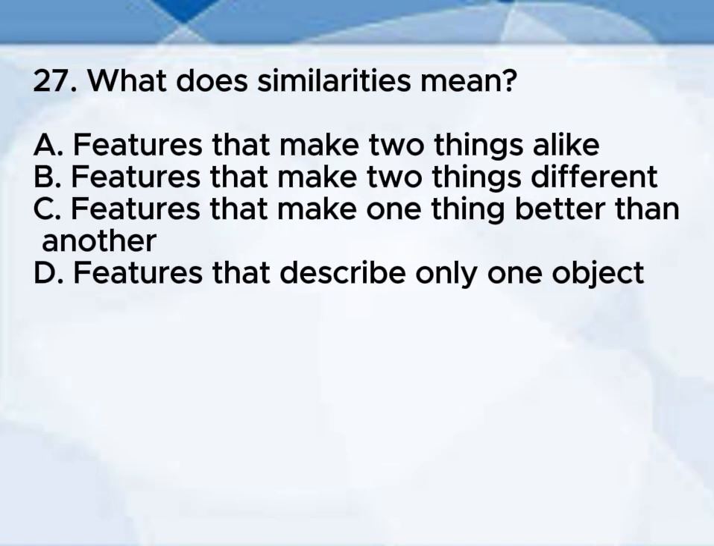27. What does similarities mean? A. Features that make two things alike. B. Features that make two things different. C. Features that make one thing better than another. D. Features that describe only one object.